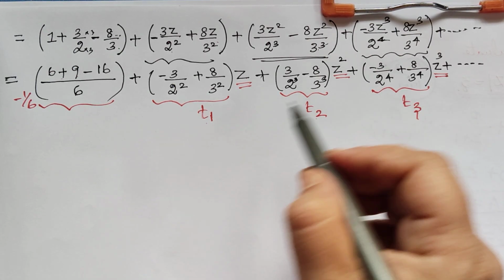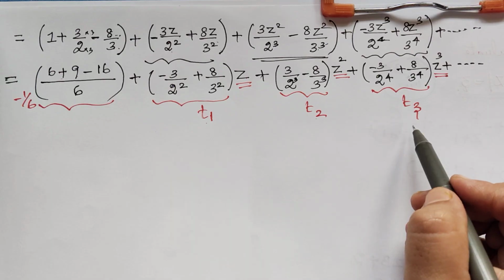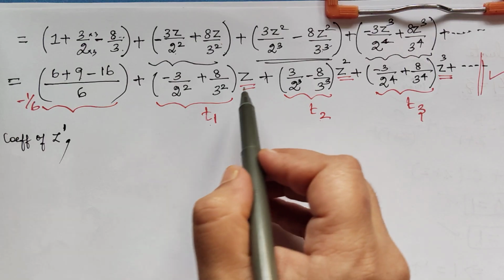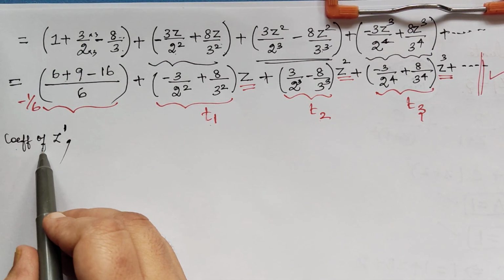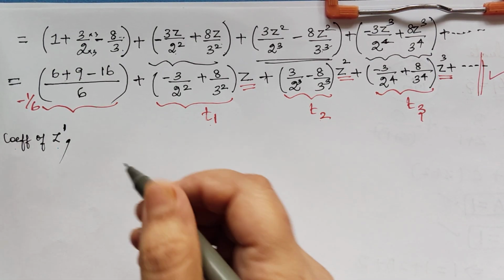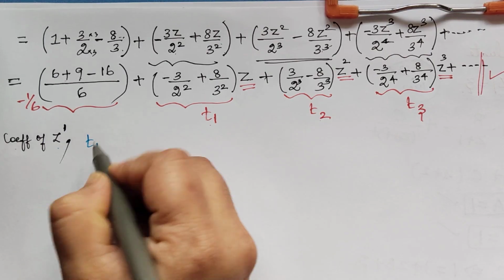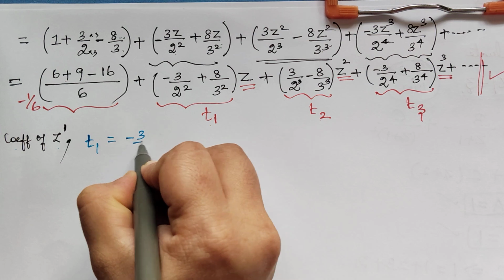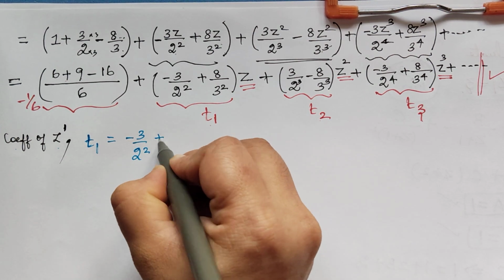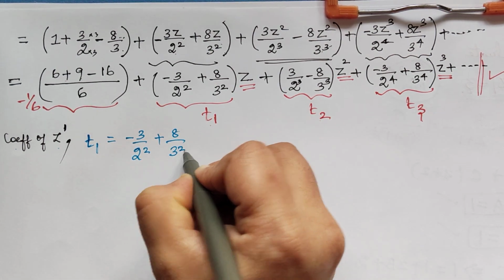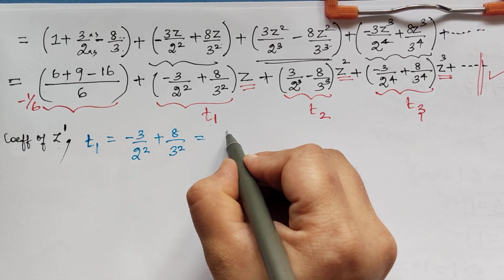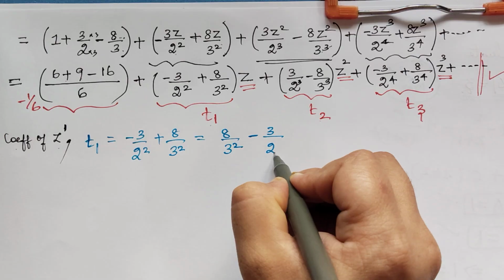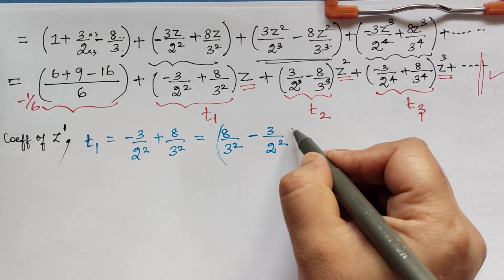So we will take and write this separately and we will generalize, and then finally we will substitute in this series. So first we have coefficient of z, which I am writing as coefficient of z power 1, which can be written as T1 is equal to, so T1 is what? Here we have minus 3 by 2 square plus 8 by 3 square. We will rewrite it as, first we will write 8 by 3 square minus 3 by 2 square. So this term we will have as it is.